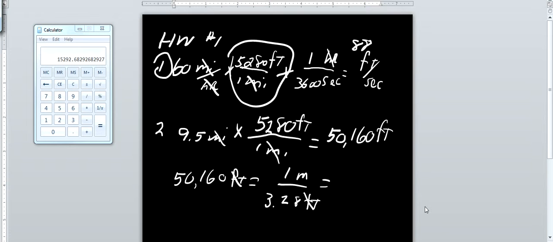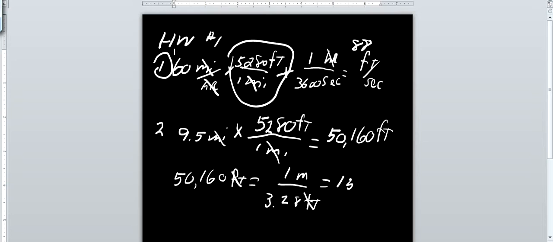Okay, so we're back. Just make this simple division. 50,160 divided by 3.28, and you get 15,289 meters. Well, that's question 2. So we want to go to question 3.